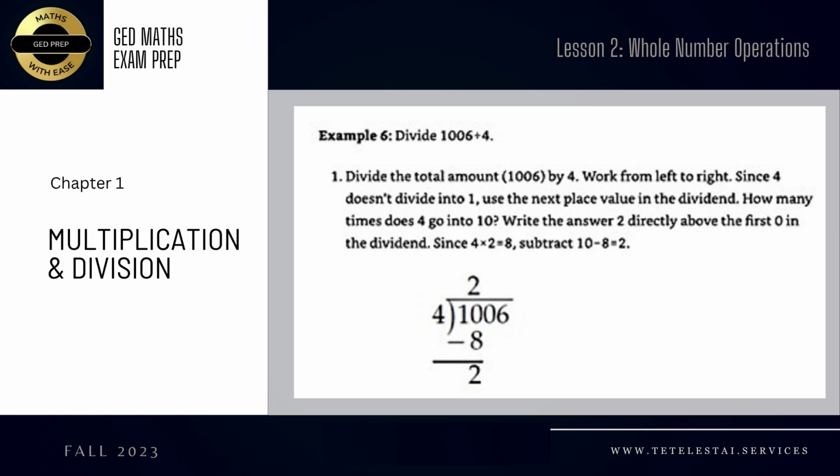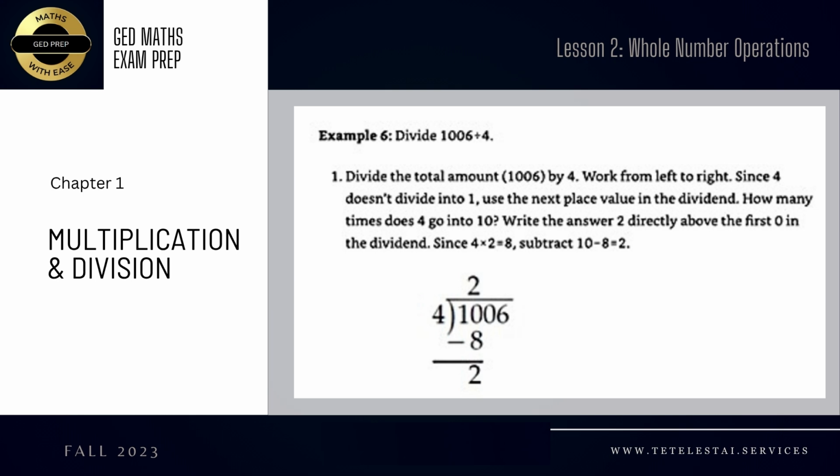So 4 goes into 10 twice. 4 times 2 is 8. So now you ask yourself, are we done with the hundreds column? The answer is yes, so draw your line. 10 minus 8 is 2. Okay, and the very next step, bring down the 0.